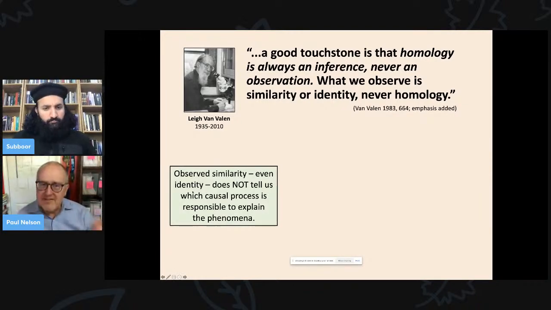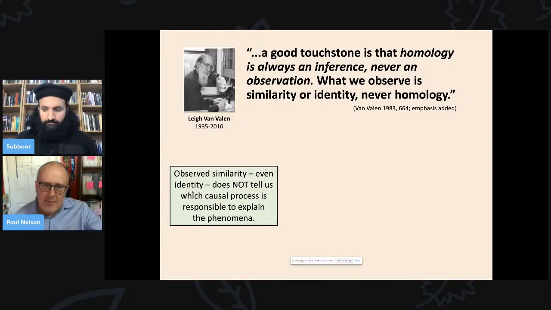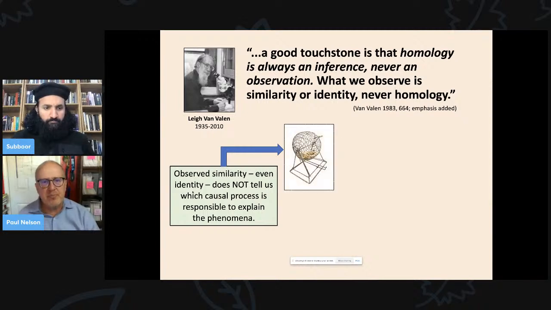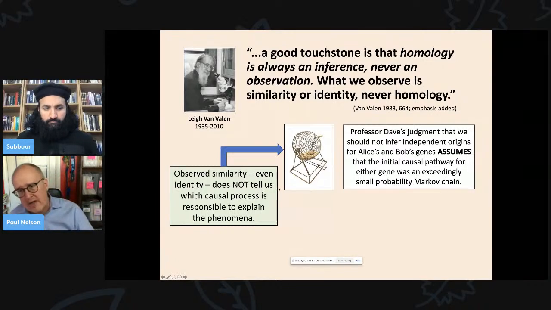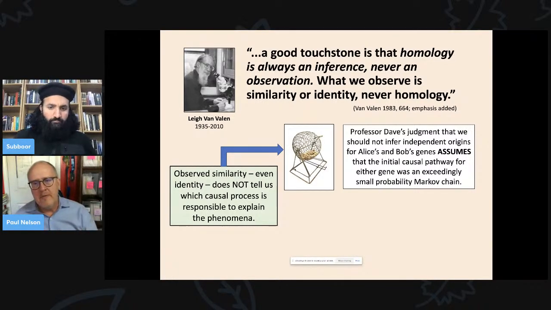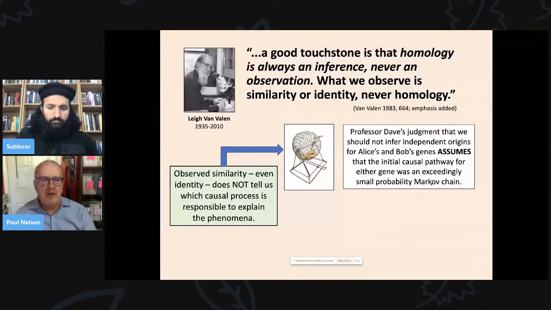Observe similarity, even identity. We had identical strings in those two genes that I borrowed from the Szostak experiment on the hammerhead ribozyme. Those data do not tell us by themselves which causal process is responsible to explain the phenomena. All right, so Professor Dave's intuition was that degree of similarity, if the origin of the initial template was via a small probability Markov chain, that's going to be an exceedingly small probability pathway.